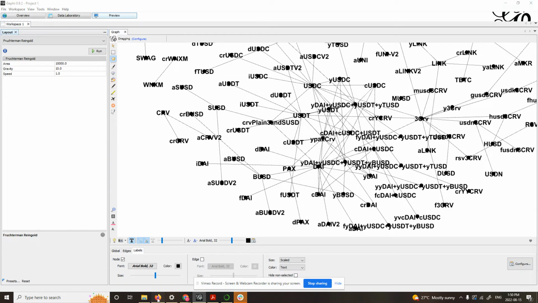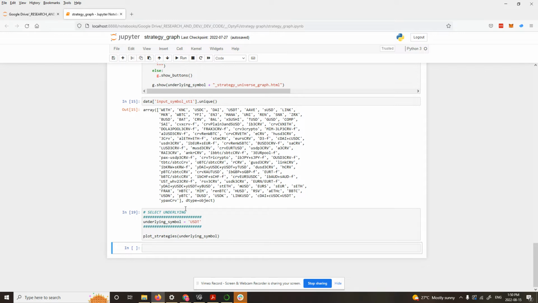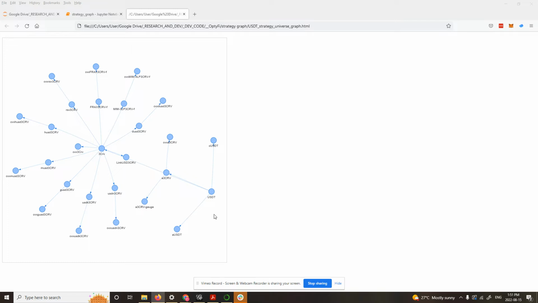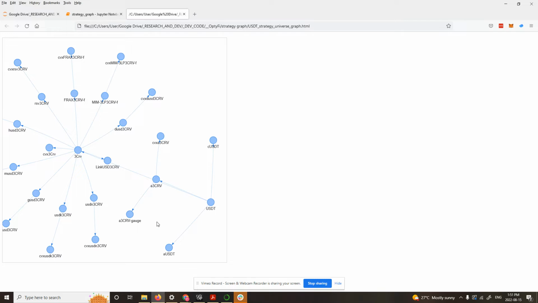Another way to look at it is this diagram, which is from a vault perspective. Let's say we want a USDT vault. All we need to do is tell our system, what are all the possible strategies for USDT, and just run it, and there you go. Starting at USDT, you can go into Compound cUSDT, Aave USDT, or the 3Curve pool. There's actually two: an Aave 3Curve pool and a 3Curve pool. Then you can go into Convex, etc., etc.